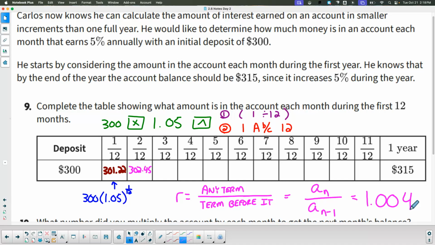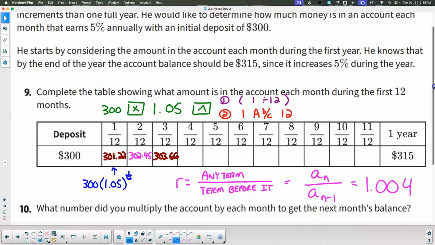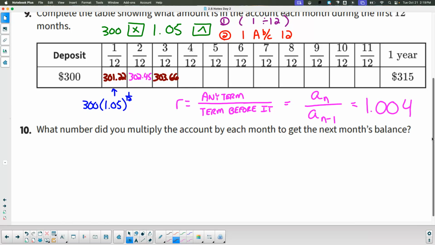What do you got, Andrew? 303.66. I like 303.66 better. Okay? And we could continue on all the way down and fill in that chart. So that R value here of 1.004 would be that.